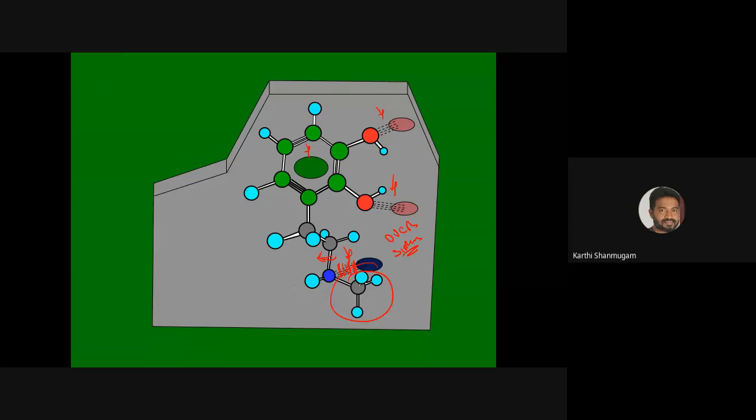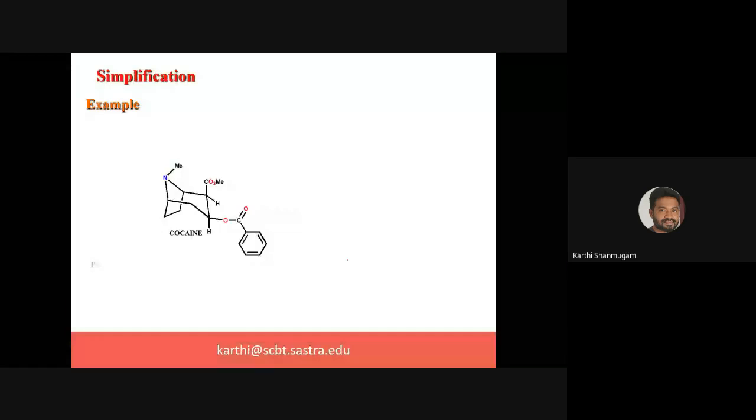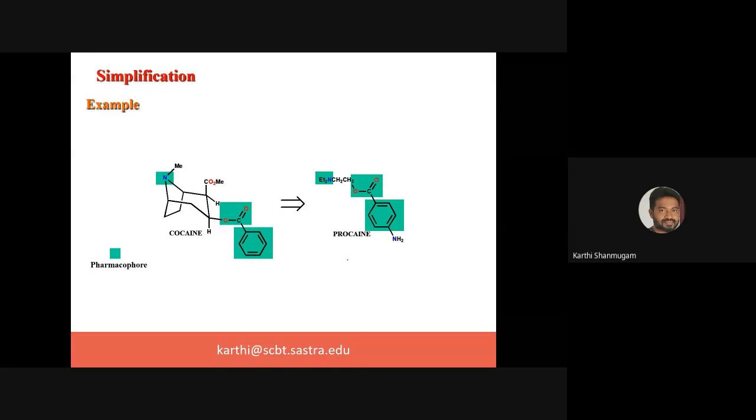So we are bringing this group to this position. What may happen is that this blue color region can further move away from this. There may be a lack of interaction between these two groups. That is called oversimplification. So these are examples for simplification, right? Here, these are the pharmacophore features.